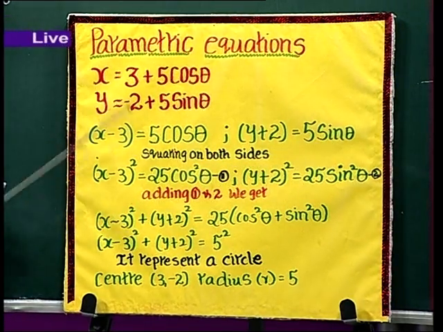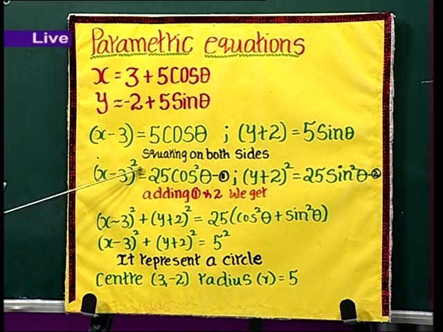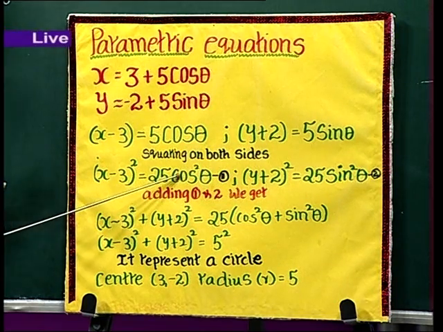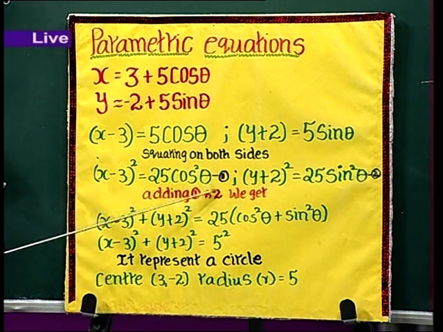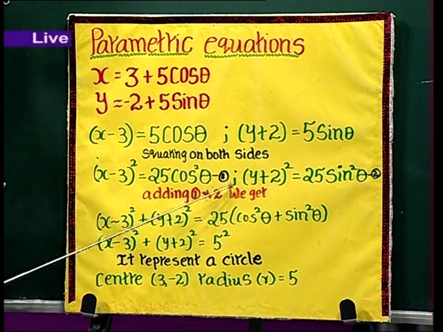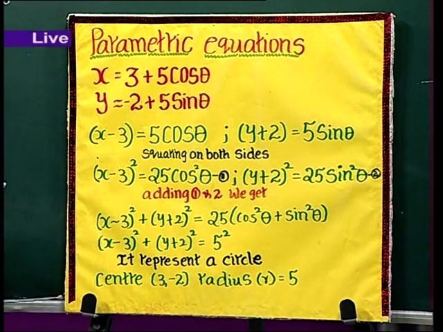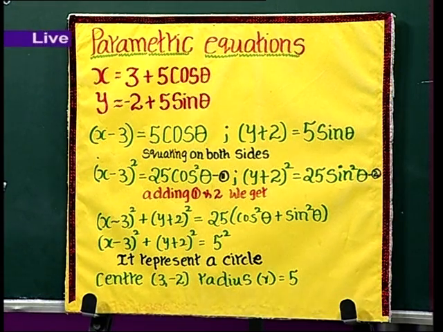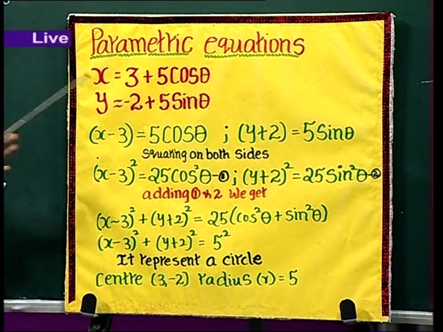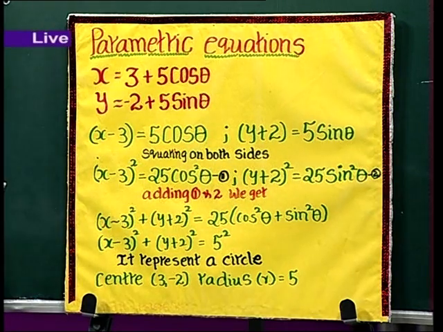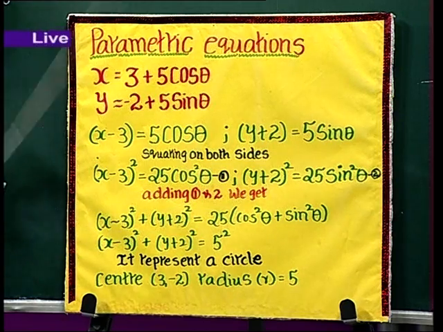We are squaring both sides of both the equations. x minus 3 whole square is equal to 25 cos square theta, which we take as equation 1, and y plus 2 whole square is equal to 25 sin square theta as equation 2. Now we are adding both the equations 1 and 2.